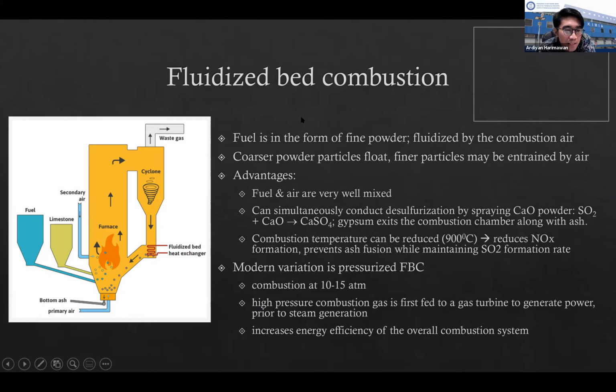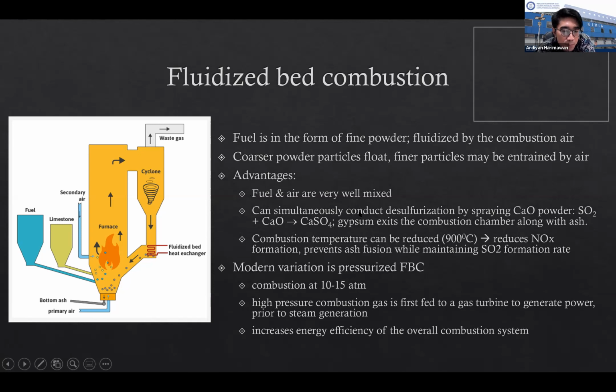Okay. In the fluidized bed combustion, fuel is converted into finer powder, so it can be fluidized by the combustion air, and then the coarser powder particles will float, and the finer particles may be entrained by the air. Why do we need to form a finer powder? Because we want the fuel and the air to be very well mixed, so the combustion can happen in a more perfect form.